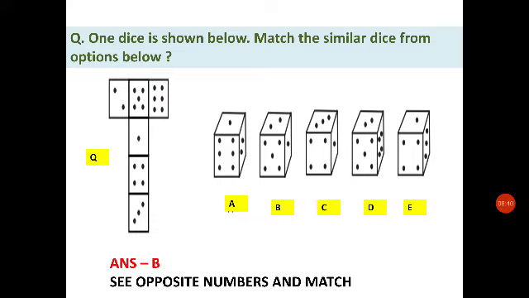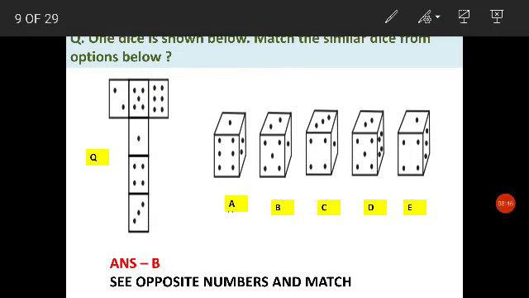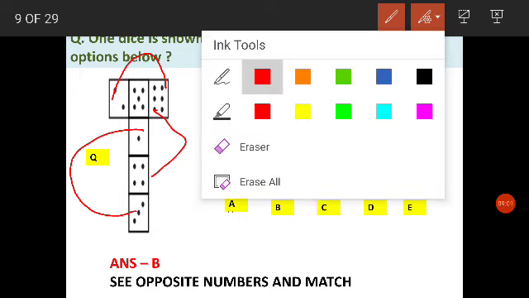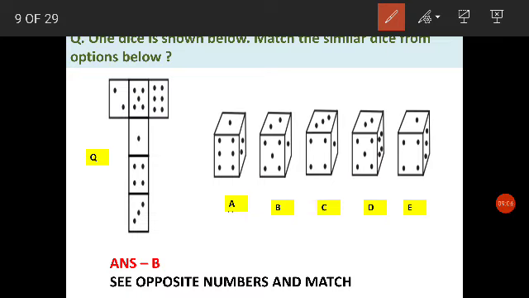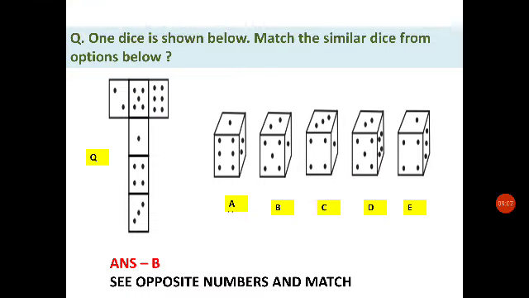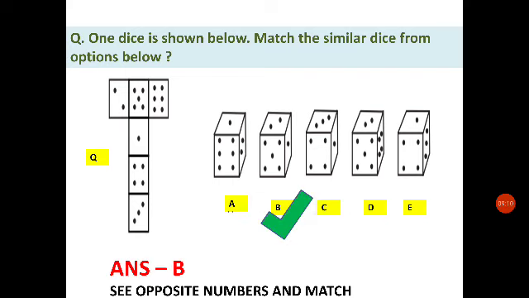Now next one is the dice shown below and try to find out the similar dice. So again, apply the same analogy. These two are opposite, 5 and 4 are opposite, 1 and 3 are opposite. So with this reasoning, the answer is B. You can draw out the portion and compare. So let's proceed.